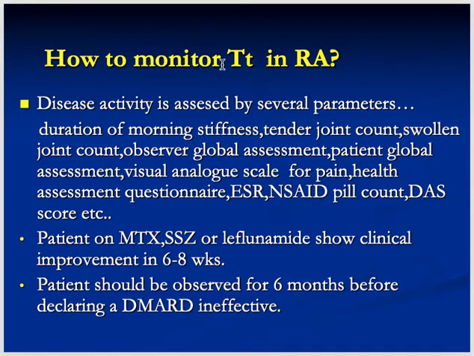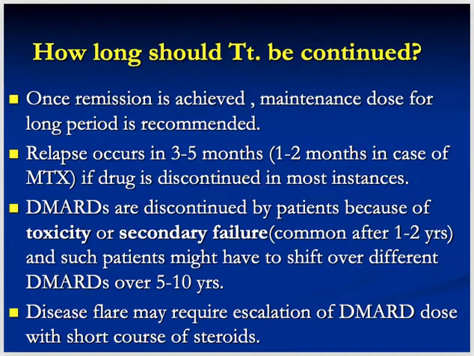How do we monitor the patients, guys? I told you we will do ESR and CRP. We can do a health assessment questionnaire. I told you the DAS-28 score can be used on every visit. We keep on examining the patient, not just the joints, but the eyes, the lungs, the spleen, all these things, because we have to check how the disease is behaving.